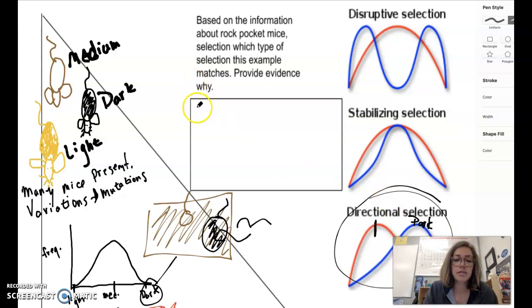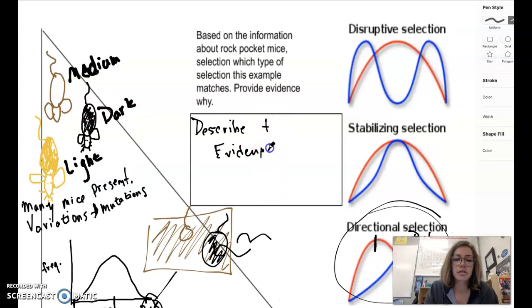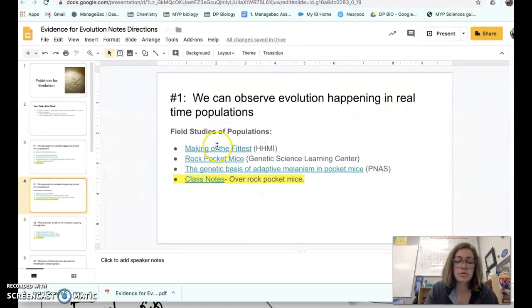So in this box here, use your own words to describe and provide evidence as to why this is an example of directional selection. And maybe if this was hard for you to understand, you should go and look back at these notes and these resources that I've provided for you. But that's the end of evidence number 1. And again, that's just observing evolution happening in populations that still exist today.